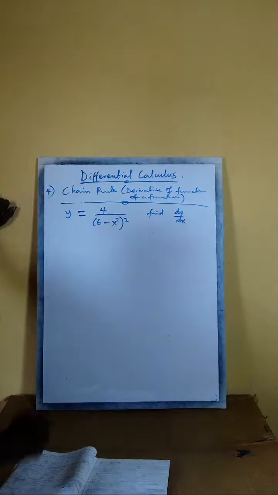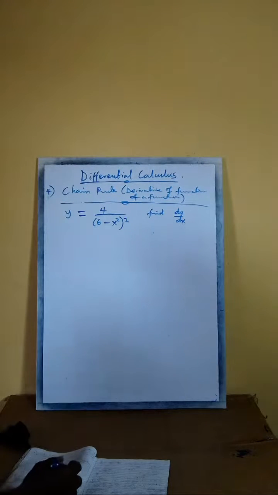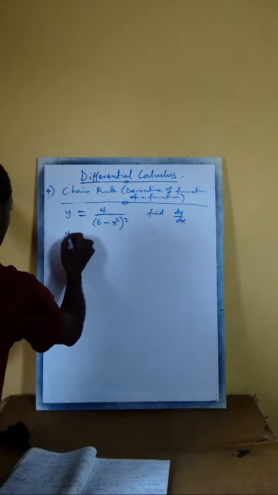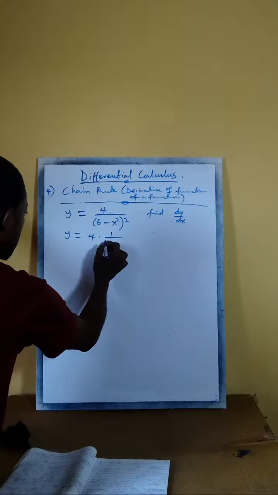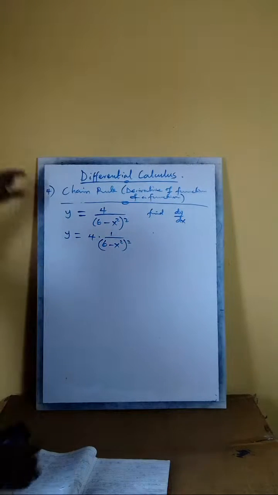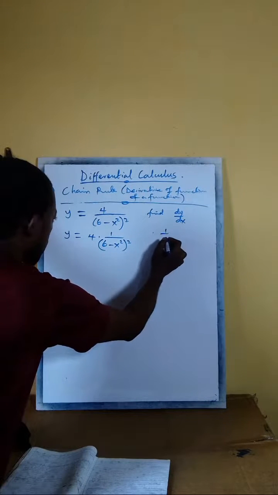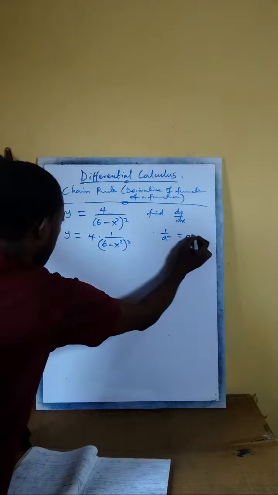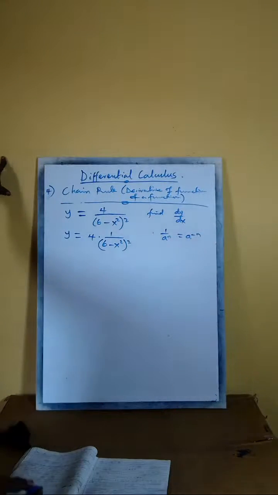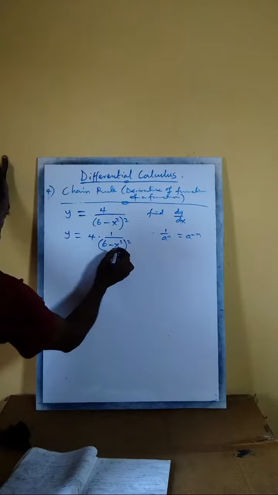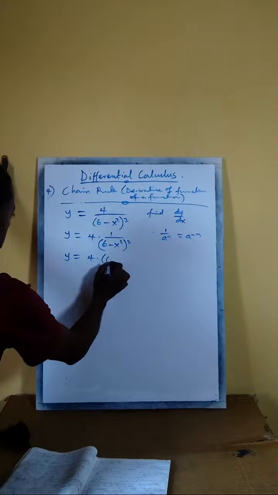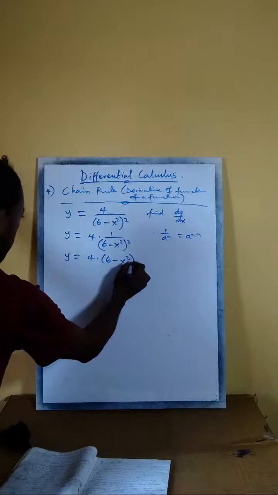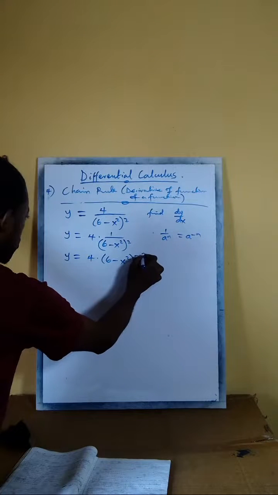So let's write this expression another way. We can write it as y equals 4 times 1 over (6 minus x squared) all squared. So this is the same thing as what we have. Then recall that when we have 1 over a raised to power n, this is the same thing as a raised to power minus n. Which implies that we can write this as y equals 4 times (6 minus x squared) raised to power minus 2.